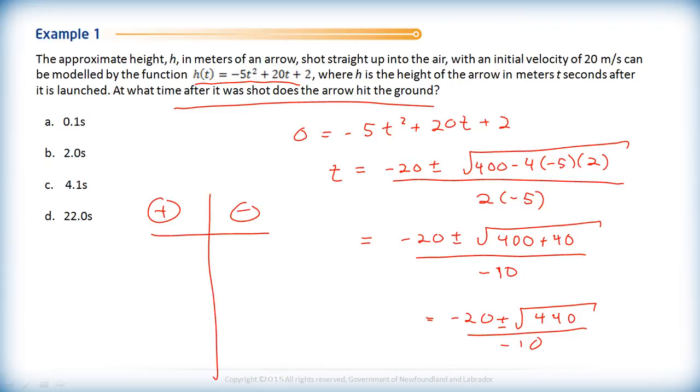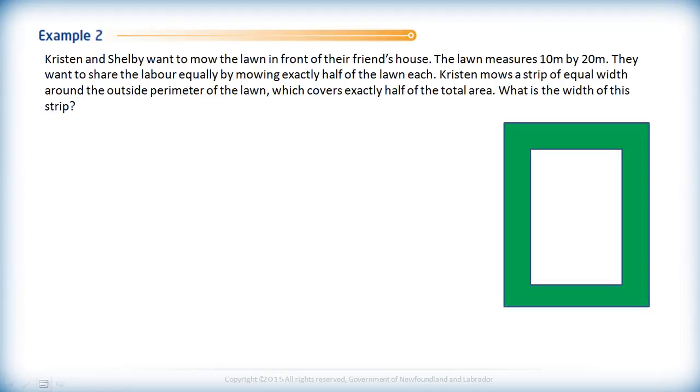So with addition, I'm getting negative 0.098, which looks a lot like 0.1, but it's negative. Can't take that. Then if I do it with subtraction, I'm going to get an answer of about 4.1 positive. And 4.1 is one of our answers. So there we go. Let's try another one.